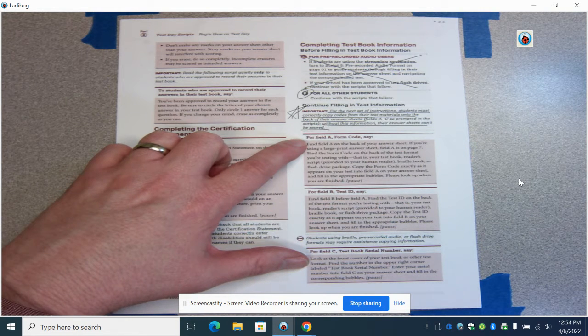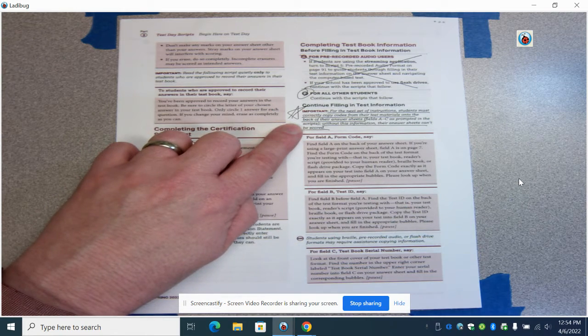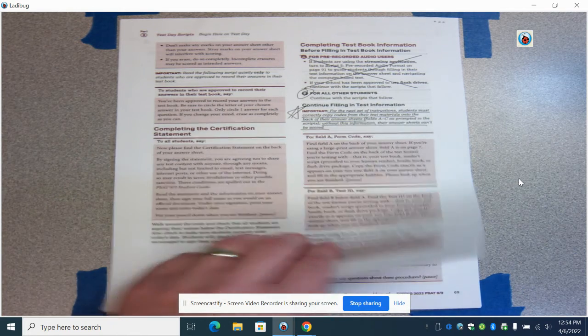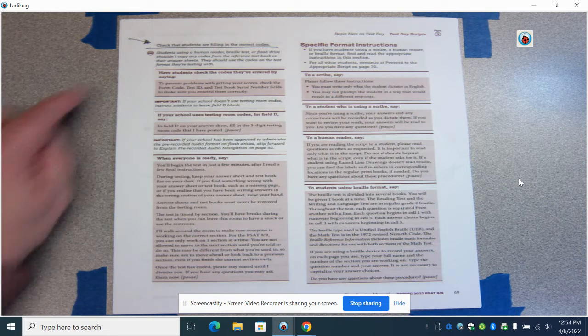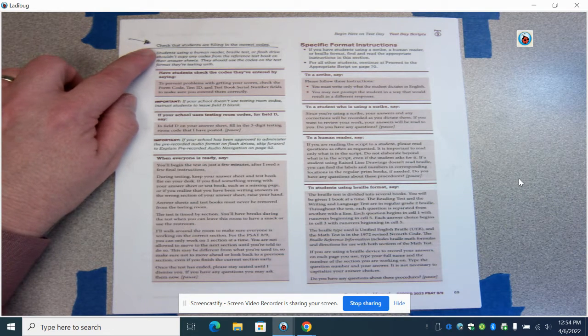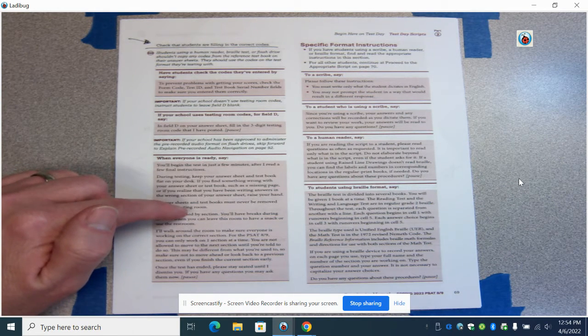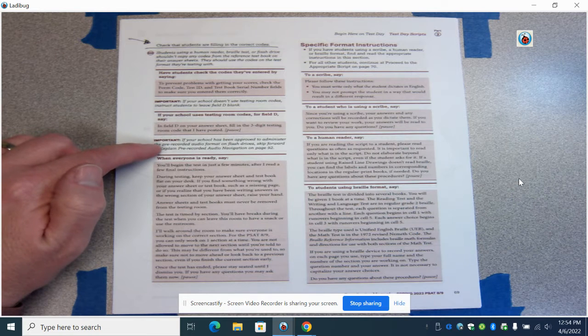It's very important that you have the students fill these out correctly, because if not, their test will be scored improperly. So you need to make sure that you are walking around and checking these codes. As a reminder, you're reading the shaded part. The information that is unshaded is for you and for your information.